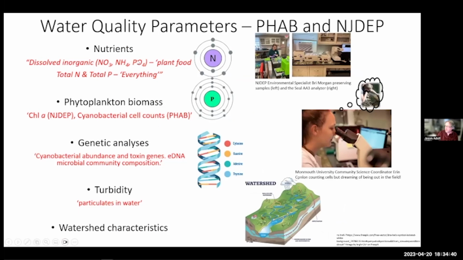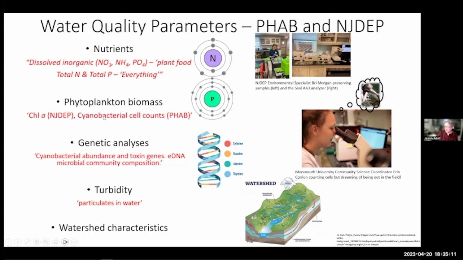In addition to those parameters, we collaborate with NJDEP, who very graciously provide a very long time series of nutrient measurements in Deal and other lakes. We focus on nitrogen and phosphorus, both the dissolved inorganic kind, the plant food kind that makes algae grow, and the total N and P that tells us about really everything, including other organisms in the lakes.